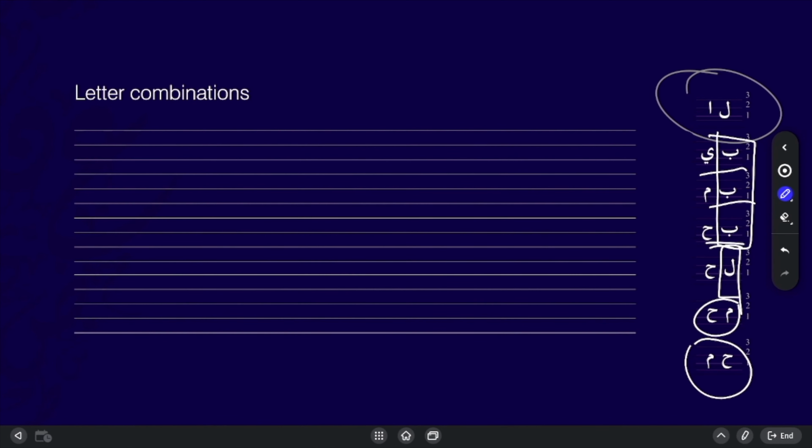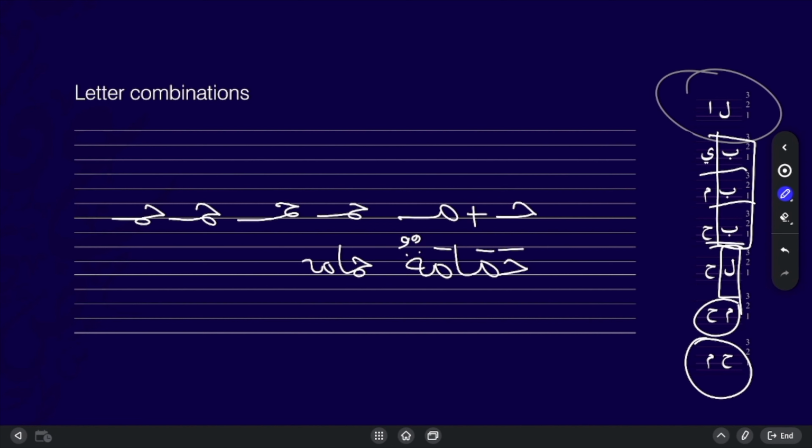Finally, we have the ha and mim. Ha plus mim. So you go like this. Ha, and you place the mim. So, hamamatun, a dove. Hamamatun. See how you kind of dissimulated that mim underneath the ha. So these are things that you will see definitely with some fonts in particular or with practice.